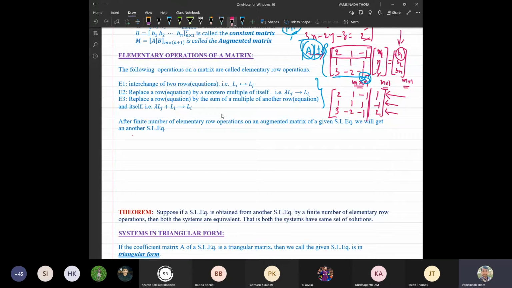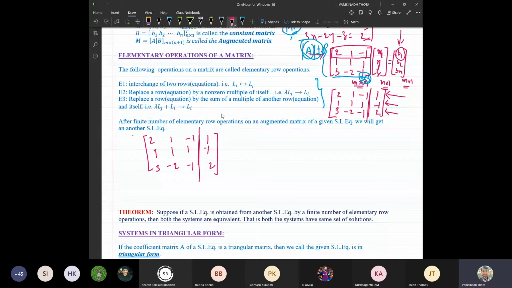Each system can be uniquely represented with the augmented matrix. For example, let us take the same system, this one only. This is the augmented matrix, right? So that is 2, 1, minus 1, 1, and then 1, 1, 1, minus 1, and then 3, minus 2, minus 1, and then 2. Okay. Now this is the augmented matrix.